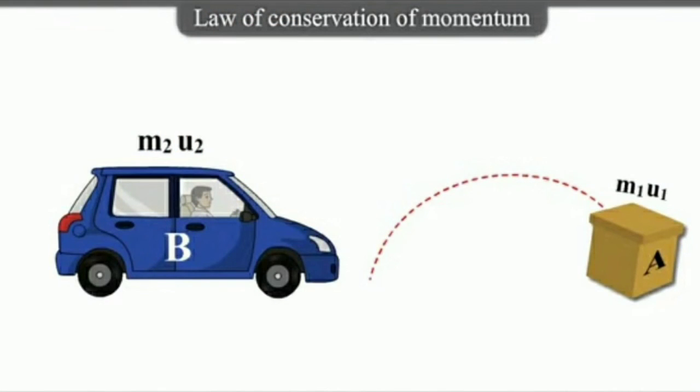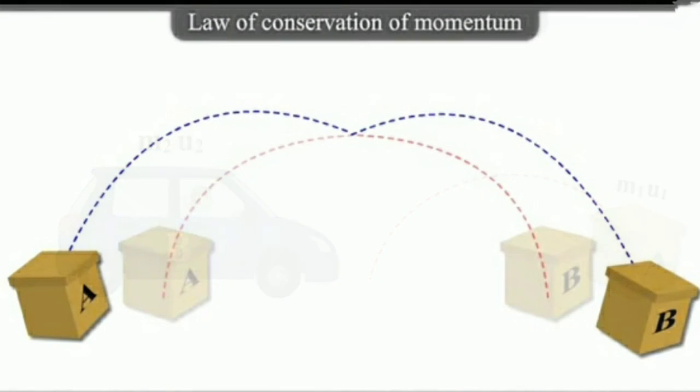It gets redistributed between the colliding objects, between the striking objects. So the momentum of one of the objects decreases, while that of the other object increases. So we can say that this is the corollary as follows. When two objects collide, the total momentum before collision is equal to the total momentum after collision.